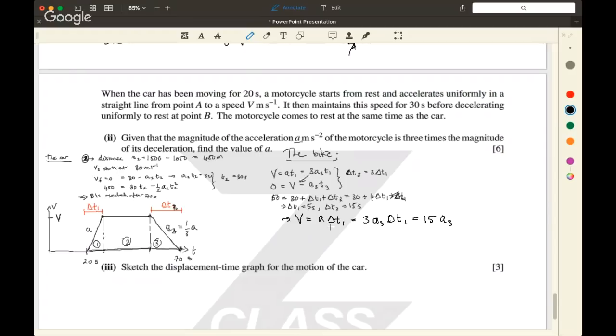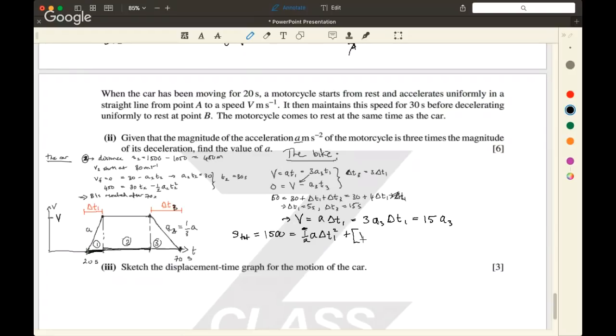Okay, almost there. So we know that the total distance traveled is the same as before, so that's 1,500 meters. So that's going to be equal to the initial distance traveled, which is nothing, plus the distance traveled during period 1. So that's going to be 1/2 A delta T1 squared, plus the distance traveled in region 2.